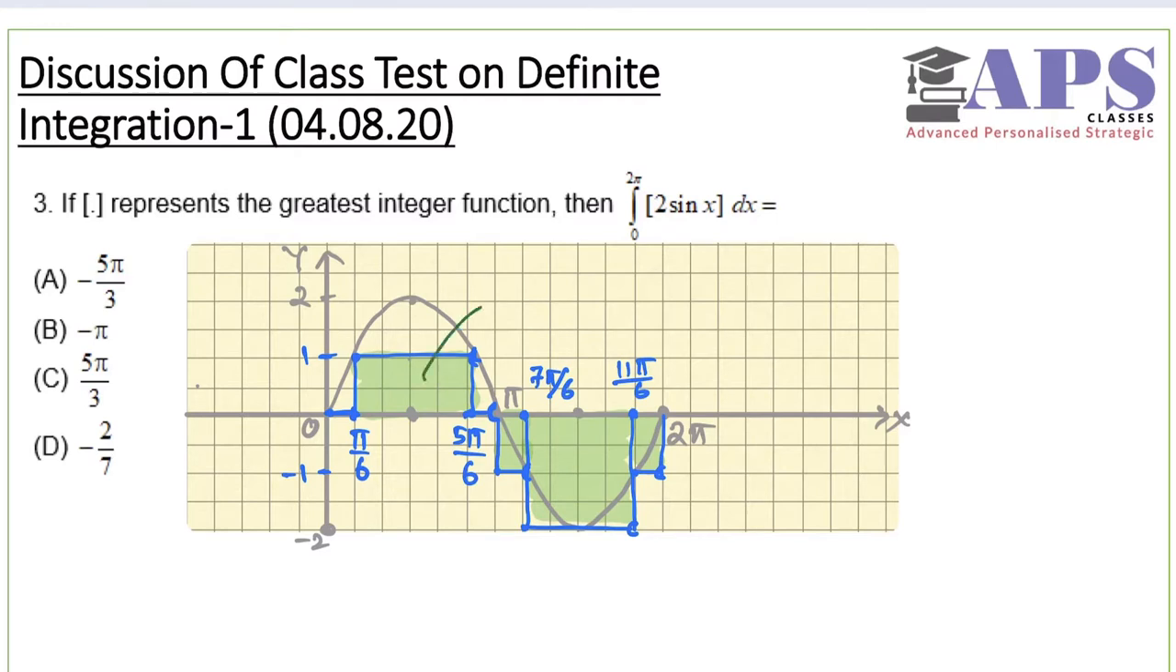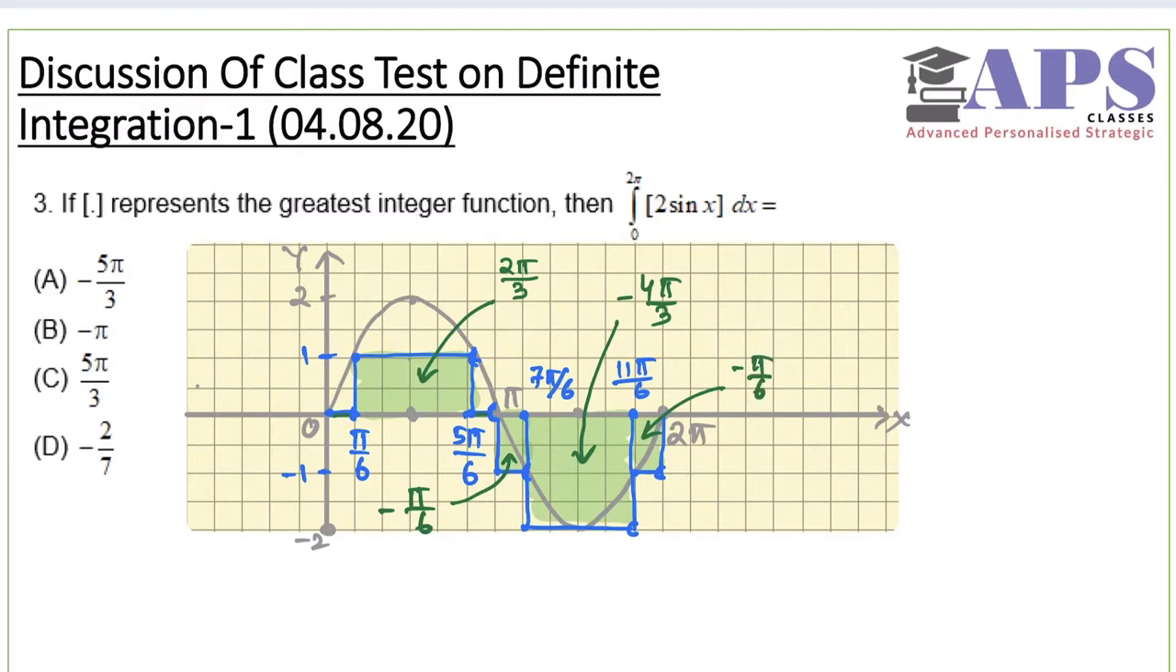So for this one, the area is 5 pi by 6 minus pi by 6. What is the length? 4 pi by 6, that is 2 pi by 3, and height is 1. So 2 pi by 3. And this part was 0, this was 0, this was 0, and this part area is 7 pi by 6 minus pi, that's pi by 6 into minus 1. So in the negative, it is just pi by 6 with a minus sign. And the bigger one here, this is 2 into 2 pi by 3, that's minus 4 pi by 3, because it is below the x-axis. And this one is also same as this, so minus pi by 6.